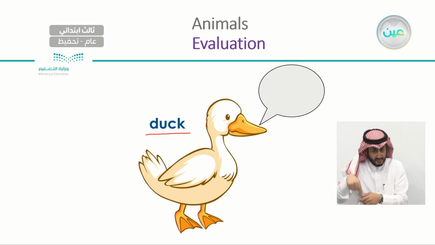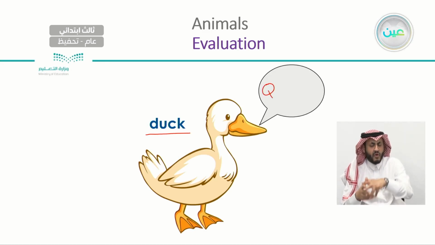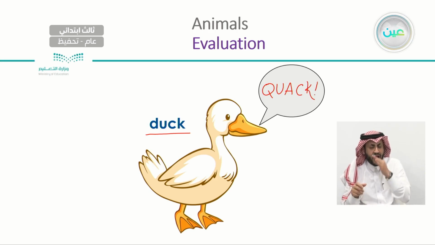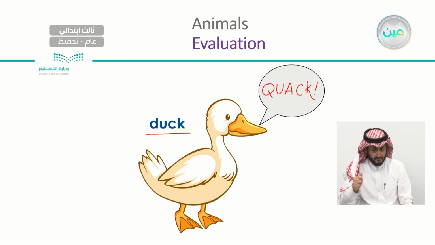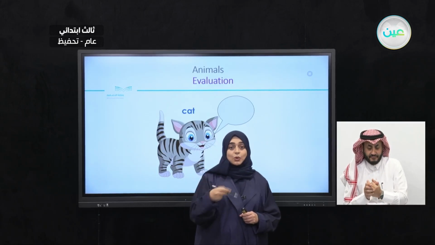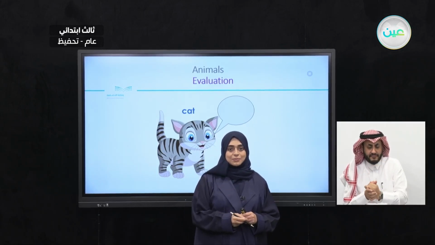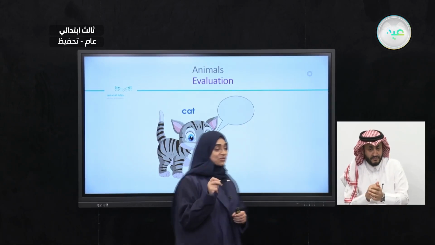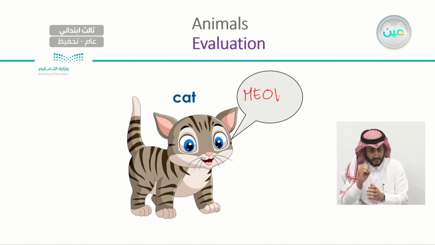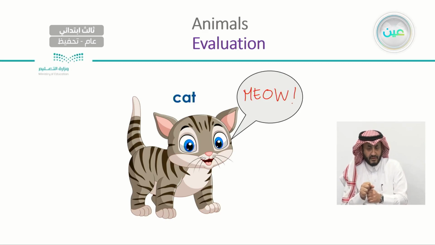Let's write this all in uppercase. Quack. Q, U, A, C, K. And exclamation mark, quack. Next animal we have cat. What sound does a cat make? Meow. Excellent. Let's write this together. Meow. M, E, O, W. Exclamation. Meow.